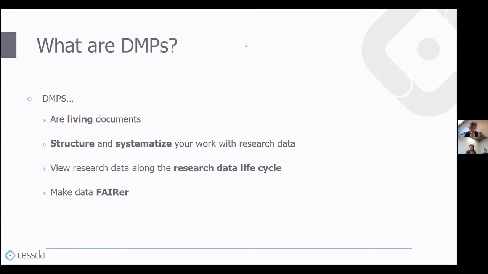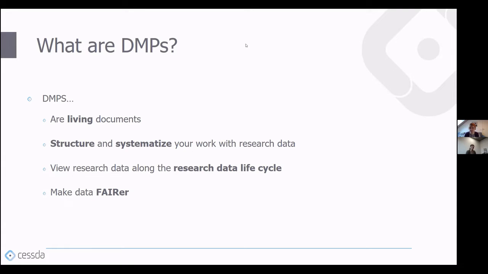All right, so now I've mentioned data management plans, or DMPs, the acronym there, quite a few times already. And you might be wondering, what are DMPs actually? The way I view it is that data management plans are living documents. So they are not a document that you write once and then it is set in stone and then you will never touch it again. But it is something that is being adapted to your research process as well.